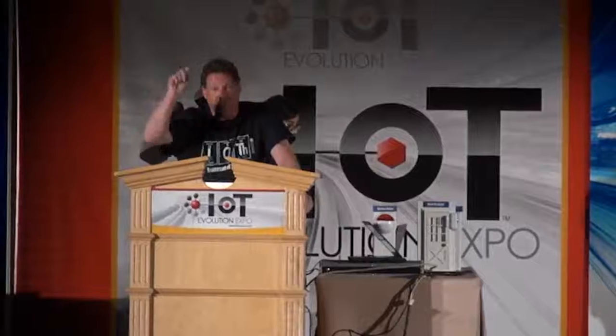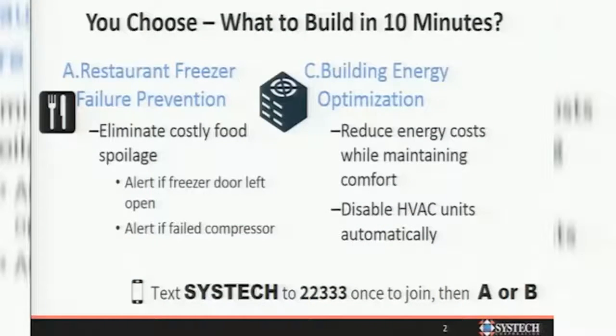So how are we going to do this? You're going to choose the demo we're going to do. You have two to choose from: a restaurant freezer failure prevention application or a building energy optimization application. And you're going to vote, so get your cell phones out, and this is how you're going to do it. You're going to text a message to the phone number of 22333.